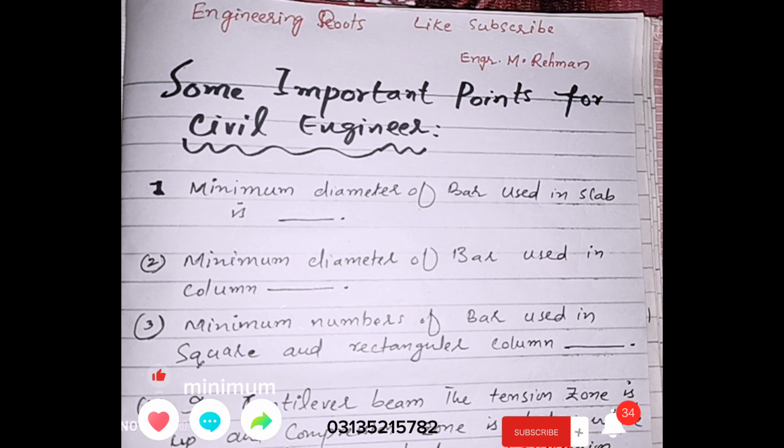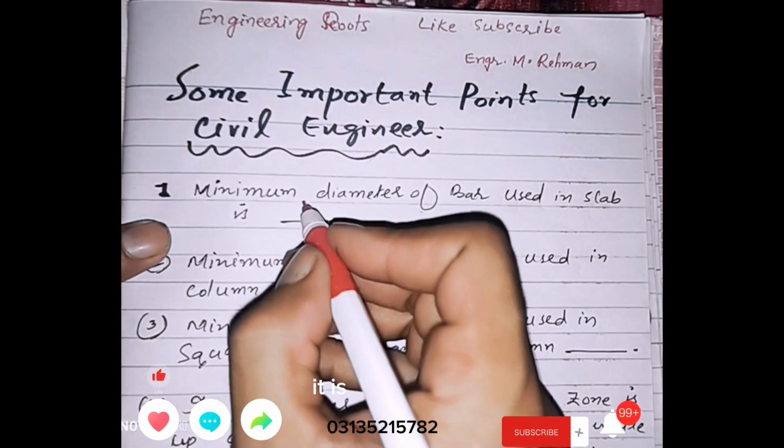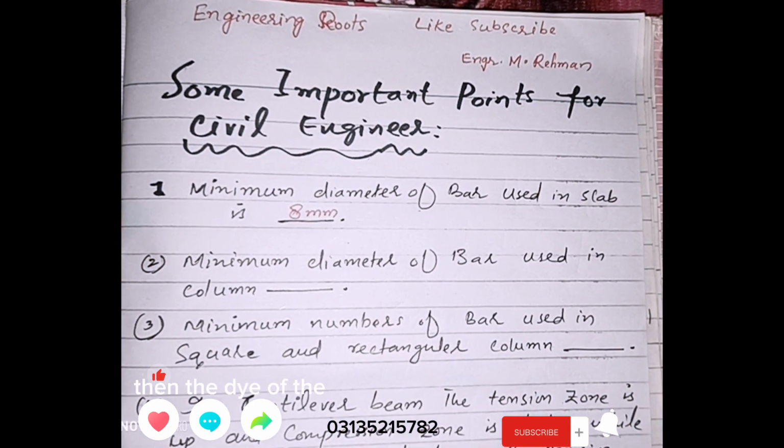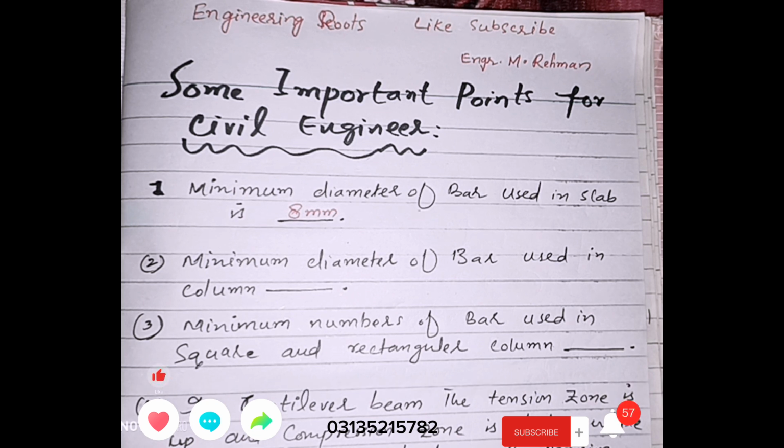Number first, minimum diameter of a bar used in a slab. What is the minimum bar which is used in the slab? It is 8 millimeter. The diameter of the steel bar should be 8 millimeter, which is the minimum diameter of a bar which is used in the slab.